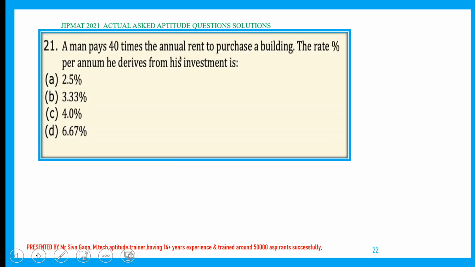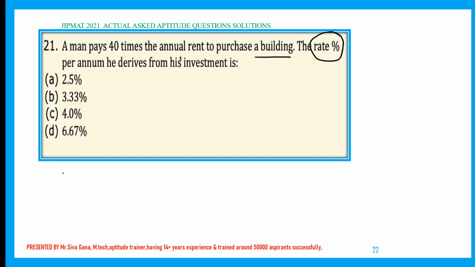Next, a man pays, good quality question. The way you understand is important. A man pays 40 times the annual rent to purchase a building. The rate percentage per annum he derives from his investment. How much he has to pay annually, or how much he has to derive in terms of percentage from his annual investment to purchase this building.